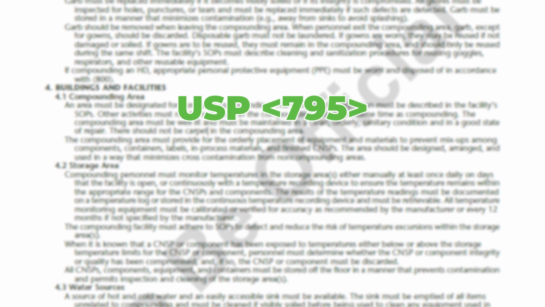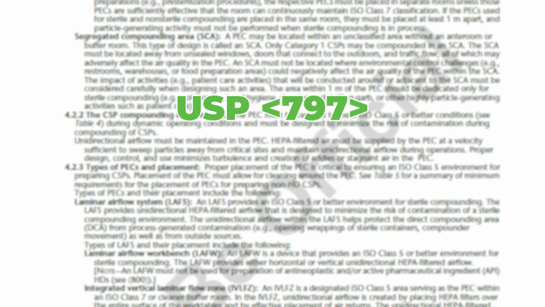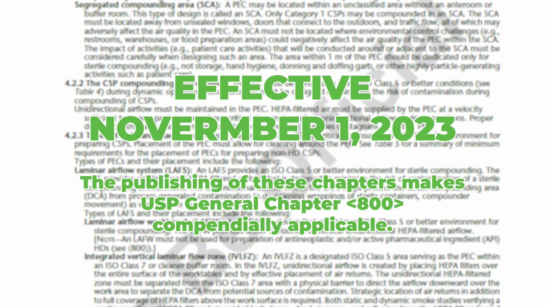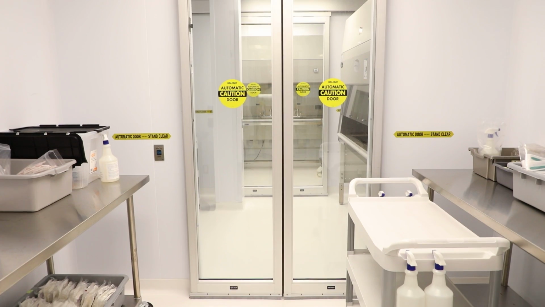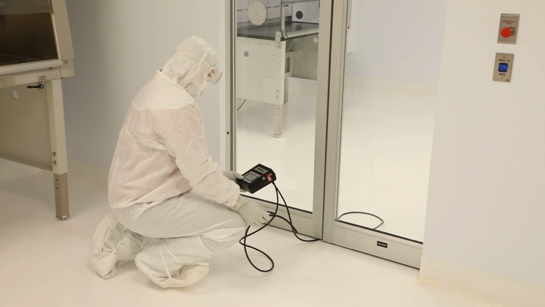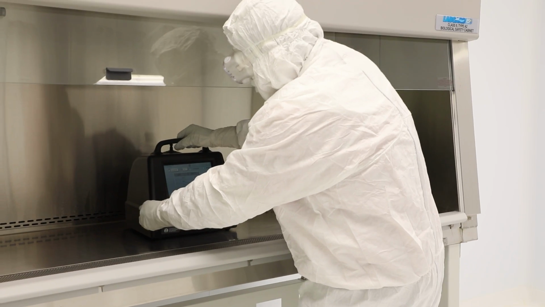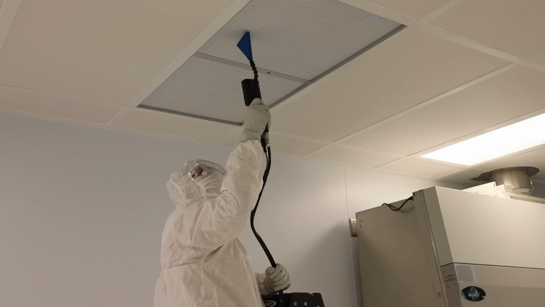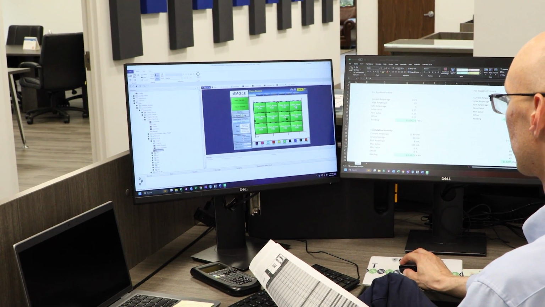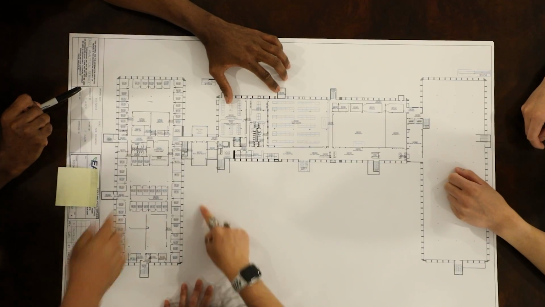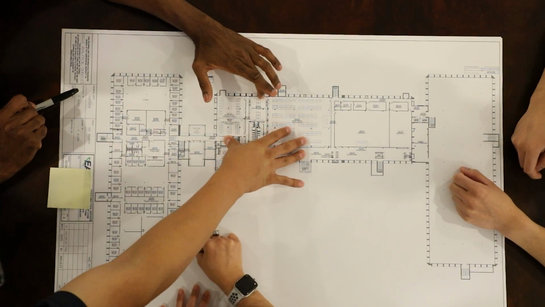Updates to USP 795 and 797 took effect November 1, 2023. With both chapters going through significant changes, it is important for facilities to understand the updated requirements to ensure they maintain compliance. This video overviews the considerable changes to those chapters regarding facility design and construction requirements.